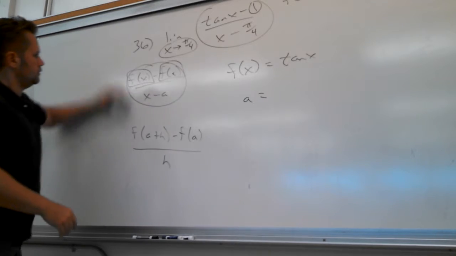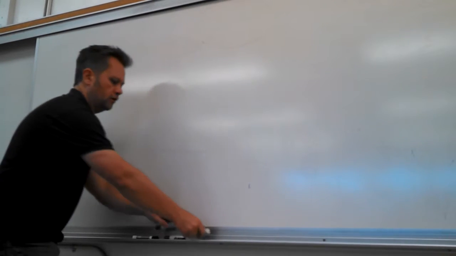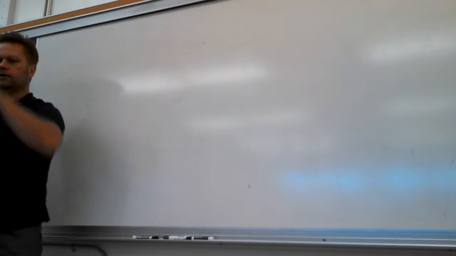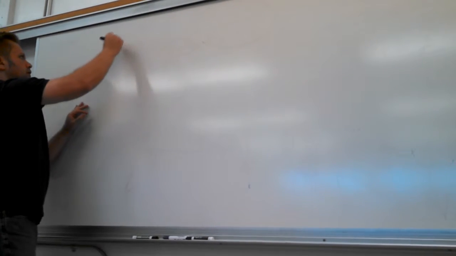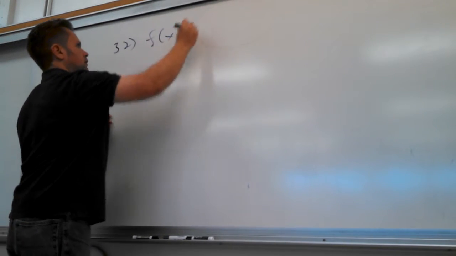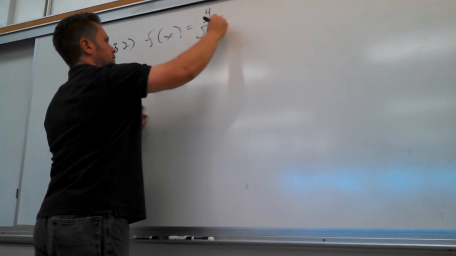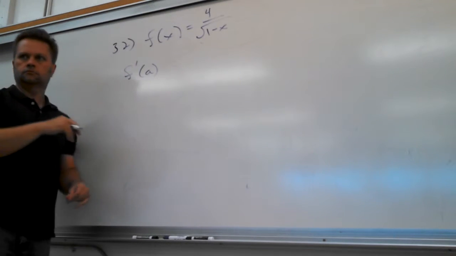So, the process to set up the problem is always the same, depending on which form you pick. So this one says, find f prime of a. This is number 32. Says f of x is 4 over rad 1 minus x. And I want to find f prime of a.